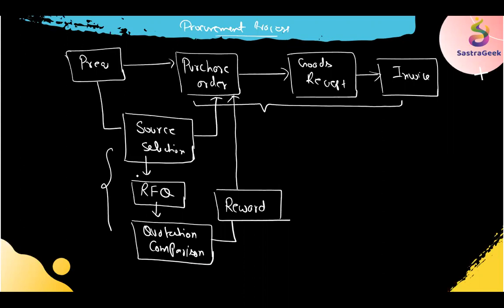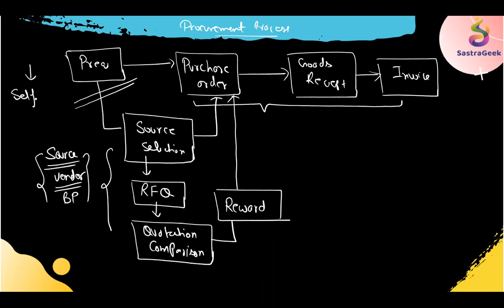if you don't have a source, or we also call it vendor or business partner, if that is not available for that purchase requisition, you can also go with this left-hand side process. Creation of purchase requisition itself has multiple ways available. One of the new ways in S/4HANA is self-service procurement.